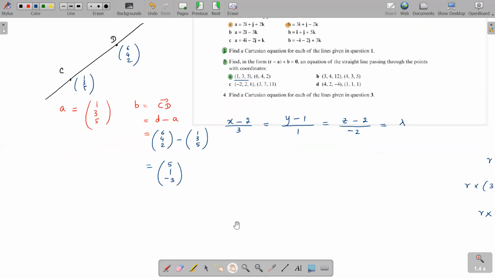Now can't you fill it in the vector form? Just write it, fill it r minus a cross b equals 0. Are you with me? So input the value. R minus, who is a, 1, 3, 5 cross b equals 0. That's all they need to see here. Just to give it in the form r minus a cross b. Okay.